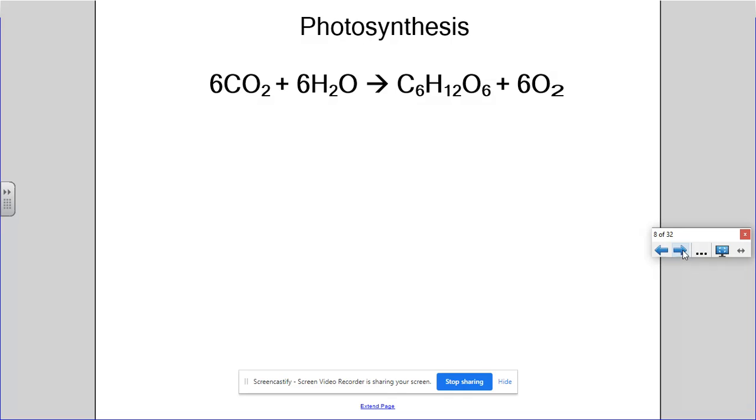Photosynthesis. Please take a second to write down this equation. This is the overall input and output. We're going to talk a little bit about how the processes work to get our products made from these reactants. Remember that things on the left are the reactants, and the things on the right are the products. Carbon dioxide will be converted into glucose. Water will be split to release oxygen gas.